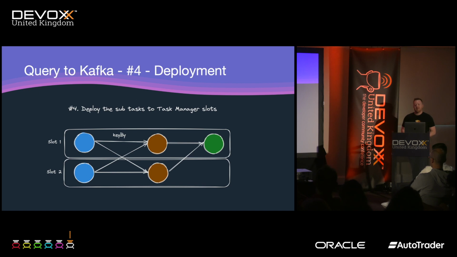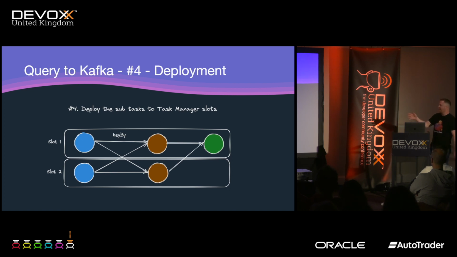Deployment. So I spoke about task managers being workers. Task managers have slots. This is how we scale out Flink jobs. So we add more slots. A task manager can have n slots. And we deploy parallel slices of the job graph to a single slot.